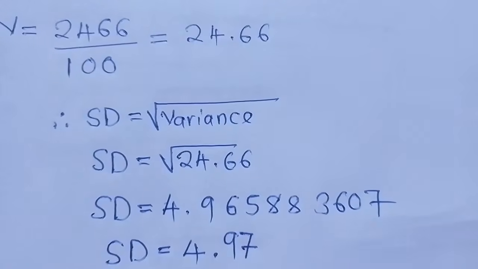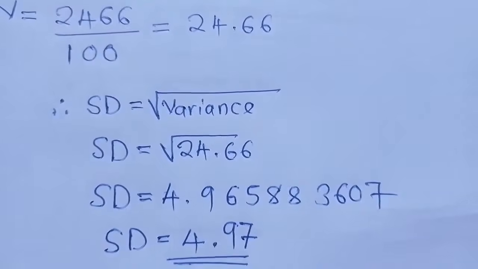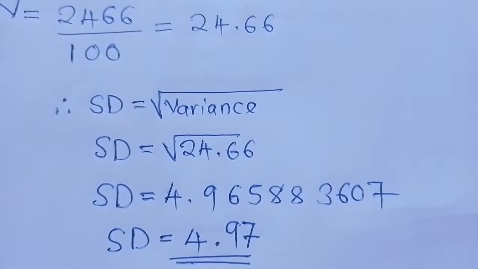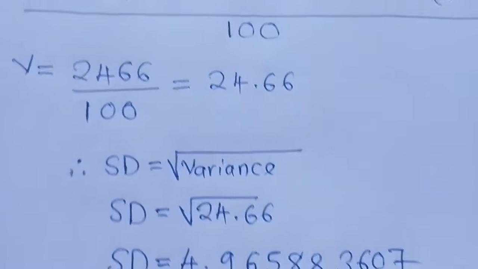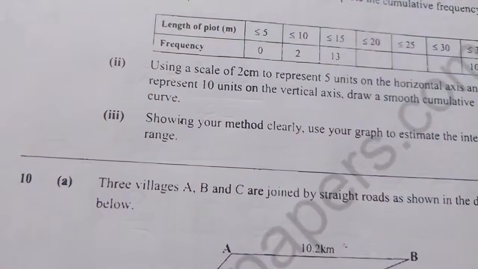This is your answer. This is how you find the standard deviation. So like this, you've calculated the standard deviation. They'll give you all the 6 marks by just doing this. This is the short method that you can use to answer standard deviation. Let's move to the next question.